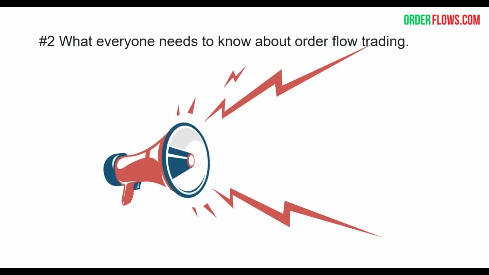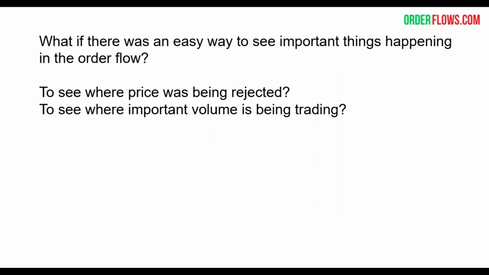Now, the second part I want to talk about is what I think everyone needs to know about the basics of order flow trading. And I'm not talking about Delta, POC, et cetera. I'm talking about some of the easiest things to see in the order flow. What if I were to tell you there's an easy way to see important things happening in the order flow, to see where prices are rejected, or to see where important volume is being traded, right?